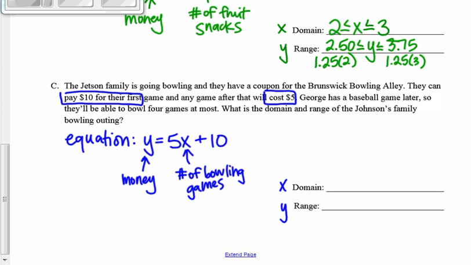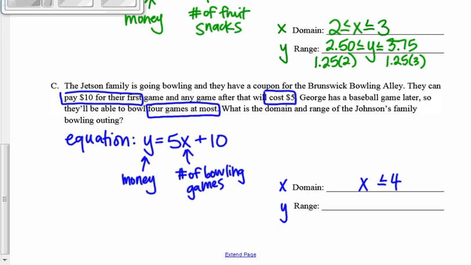Now, if you notice here, it says they'll be able to bowl 4 games at most. So when it comes to the number of bowling games, there is a restriction here, 4 games at most. So I'm actually going to start with the high end. We know that that's going to be 4. So I'm just building that domain backwards.